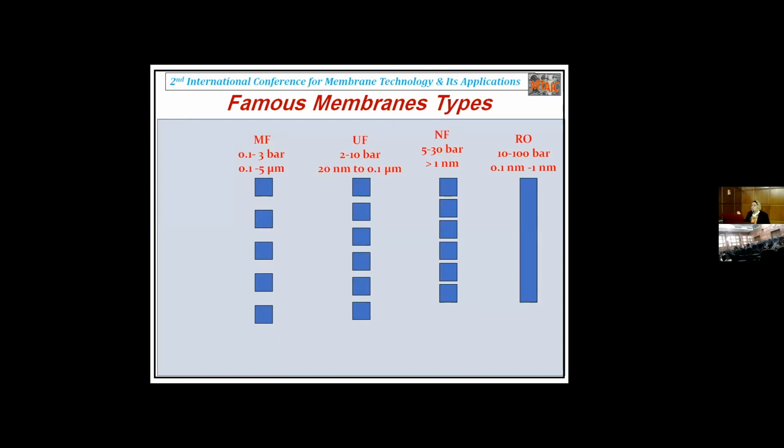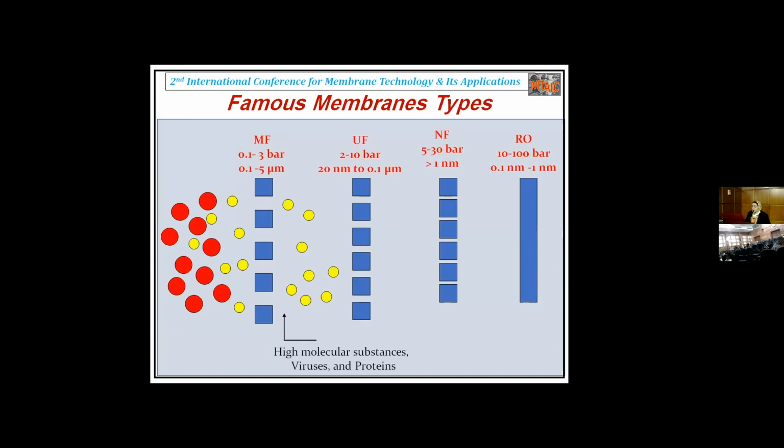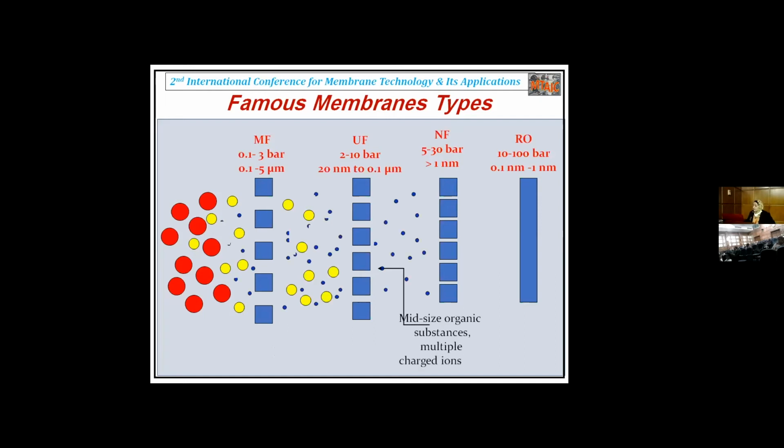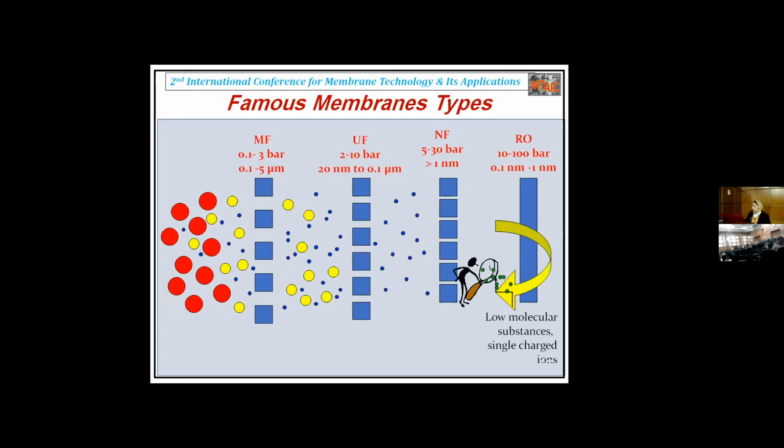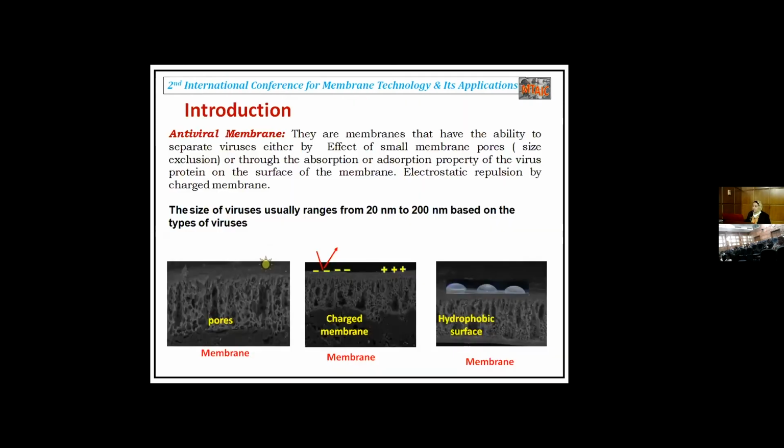We know all the famous membrane types. Microfiltration membranes can remove bacteria and parasite particles. Ultrafiltration is usually used for high molecular substances, viruses and protein removal. Nanofiltration can remove mid-sized organic substances and charged ions. Reverse osmosis is usually used to remove single charged ions. What is the antiviral membrane?